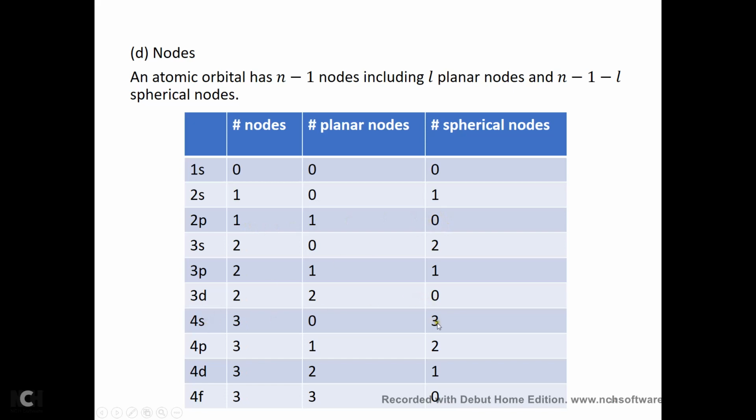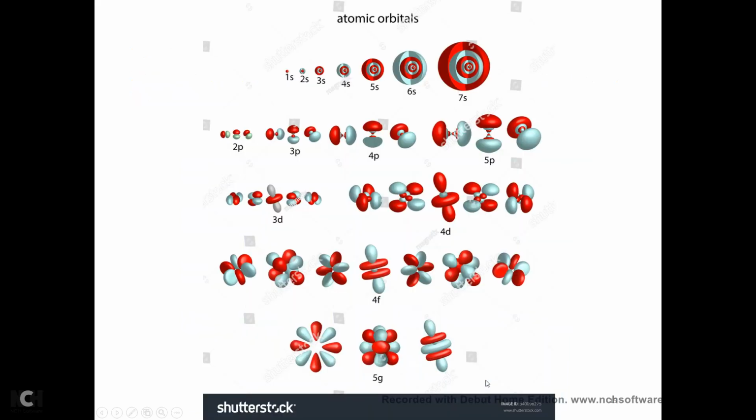For s, 3 spherical nodes. For p, 2 spherical nodes. For d, 1 spherical node. For f, 0 spherical nodes. Now let's look at the pictures to count the number of nodes.